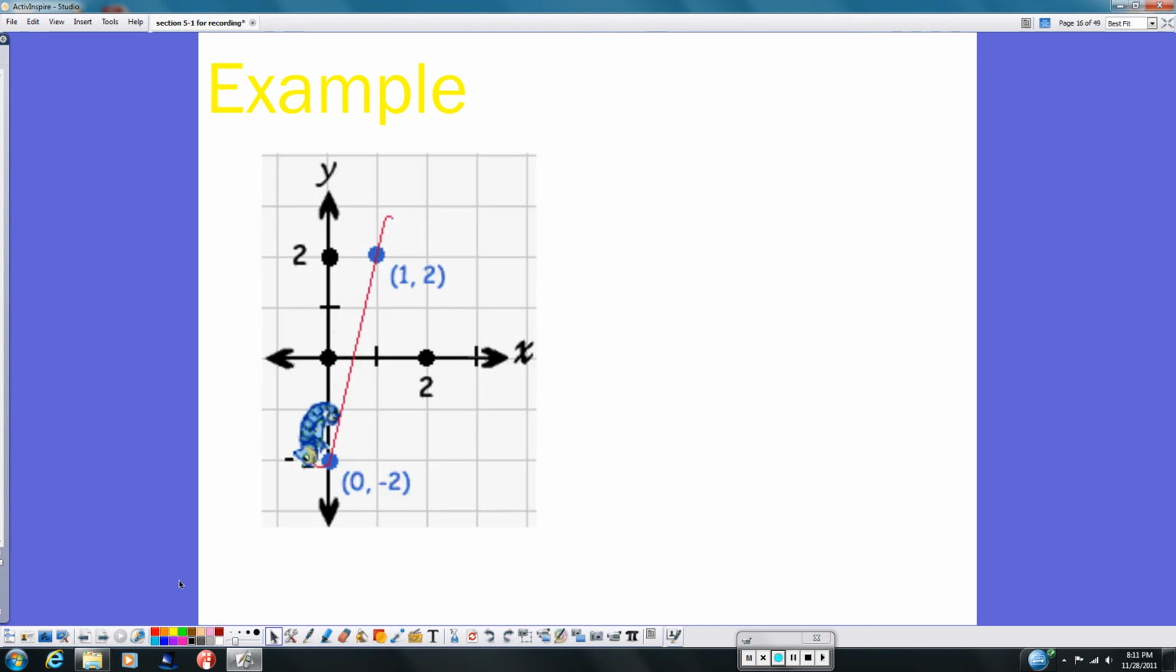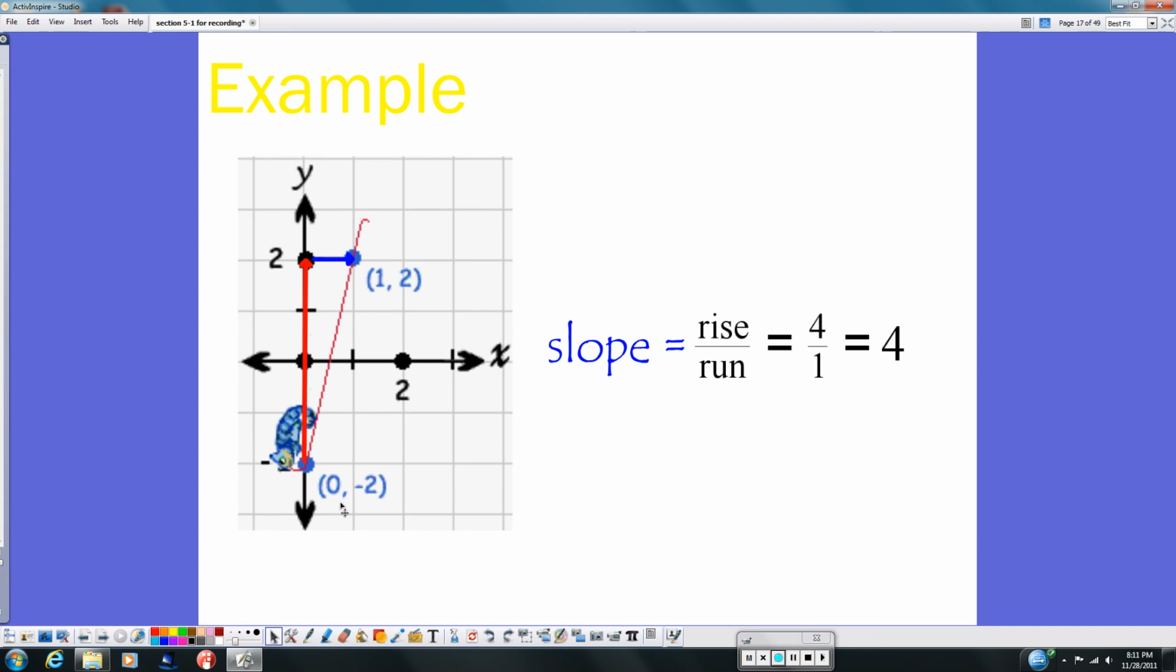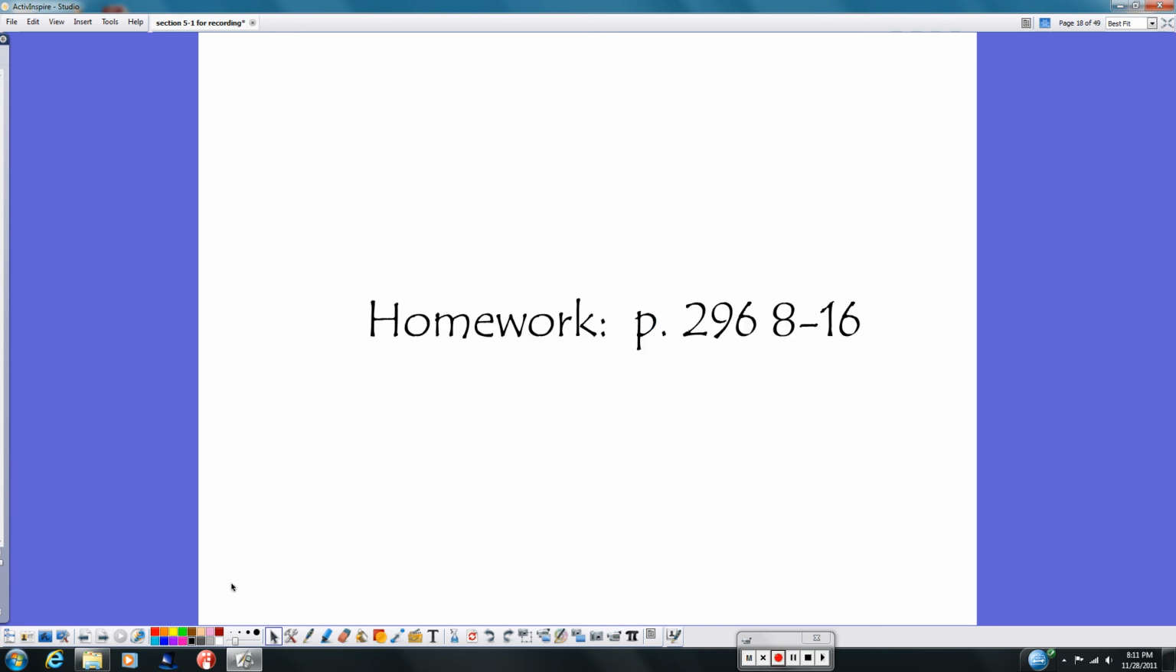Another example. Here we went up 1, 2, 3, 4, and over 1, so our slope would be 4 over 1, or just 4. Your homework assignment tonight is on page 296, numbers 8 to 16.